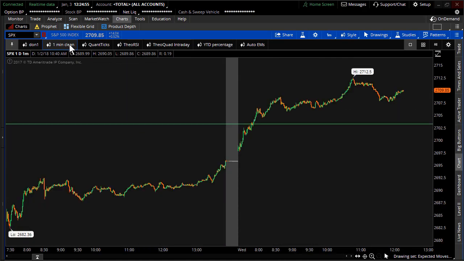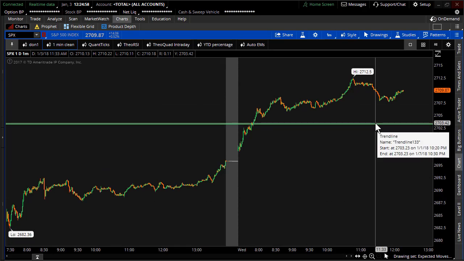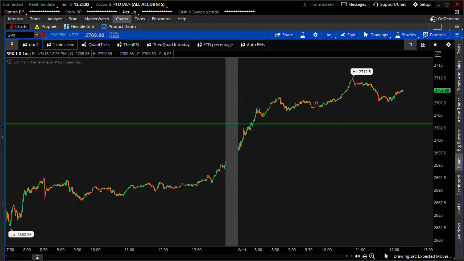Specifically, I can take this down to a 1-minute chart. You can see the expected move is sitting right around 27.03. So what I'm ultimately doing is creating a strategy whereby we believe that we'll be at or under this level.